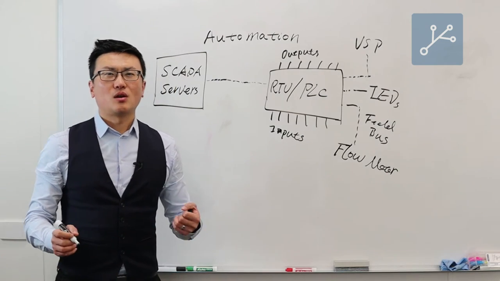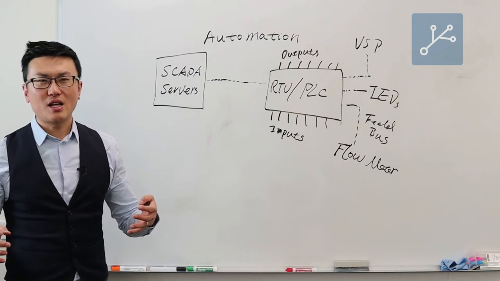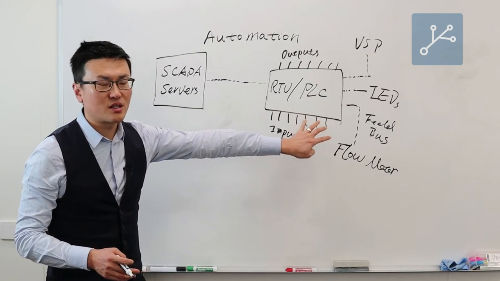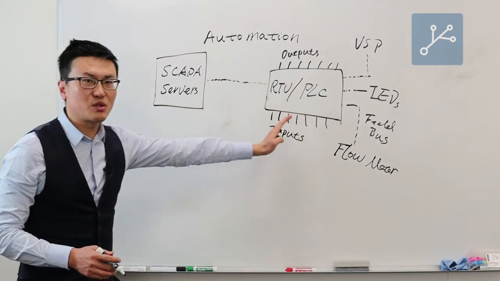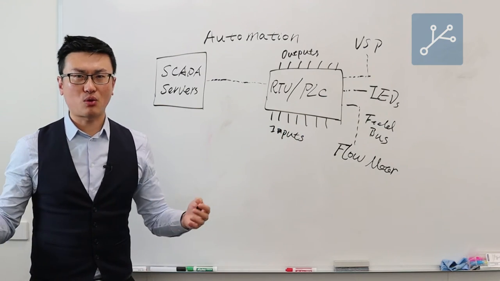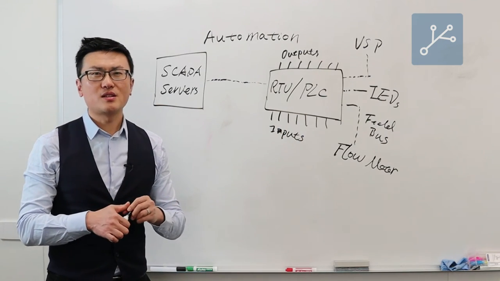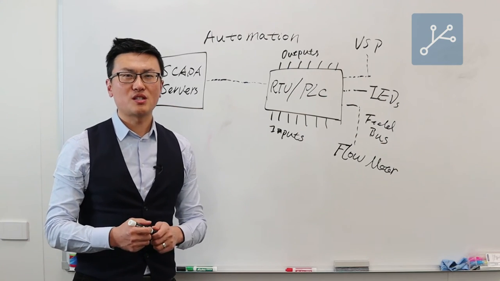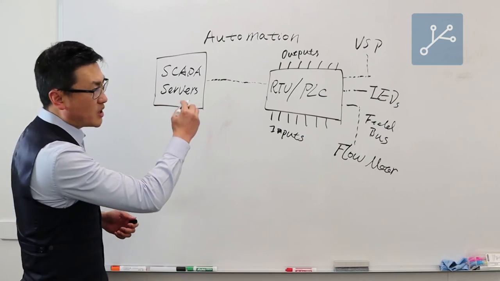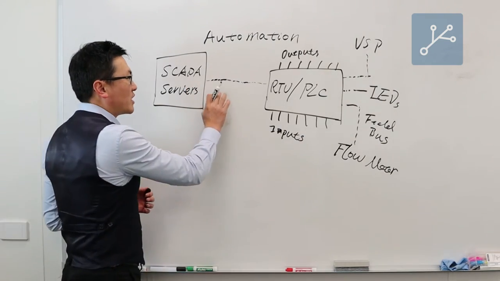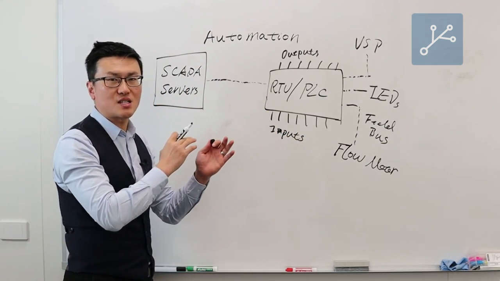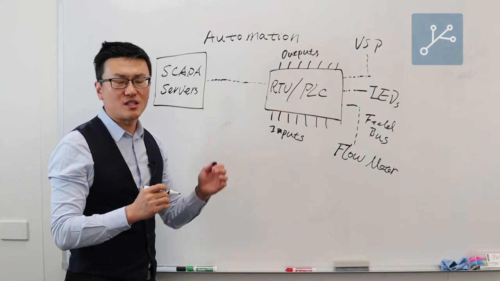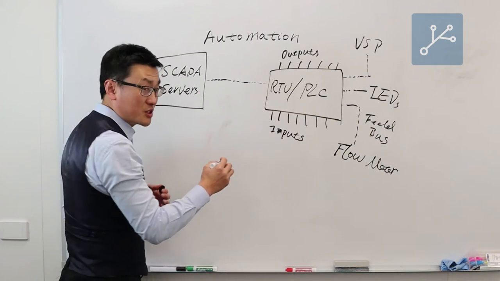However, we do notice a trend nowadays, the separation between the SCADA server and the local PLCs. The distance between these two components can become far greater, hundreds of kilometers, sometimes a thousand kilometers between each other. So that creates challenges for industrial control, how to pass the data and maintain the data with data integrity and security as well.